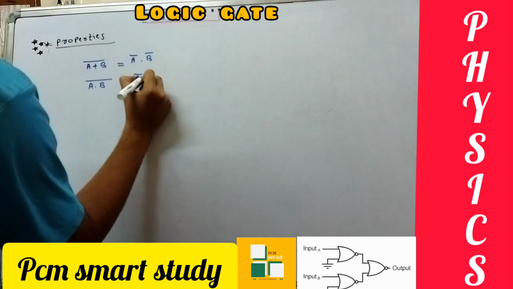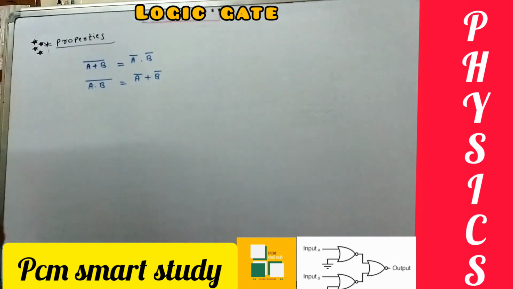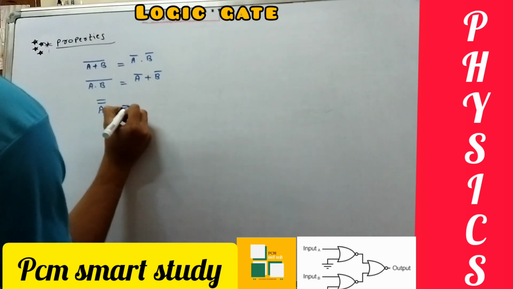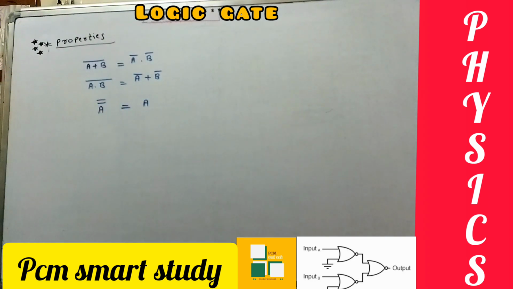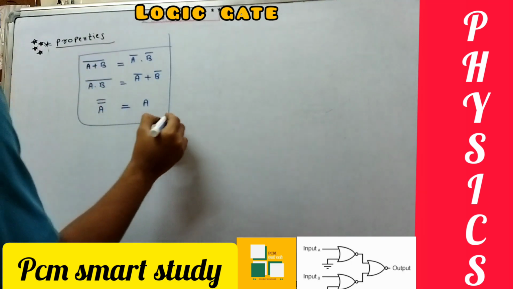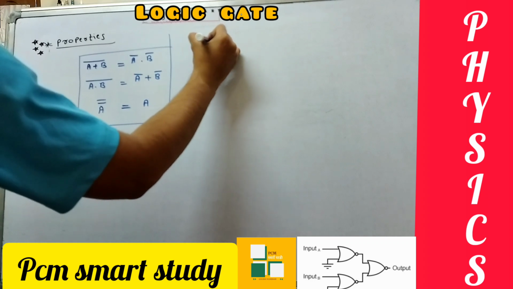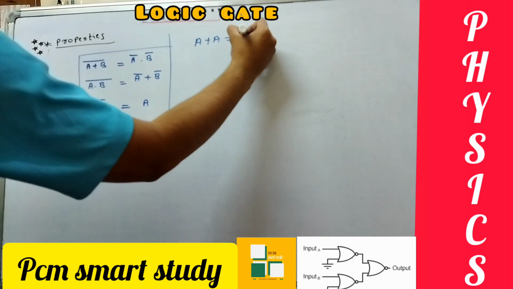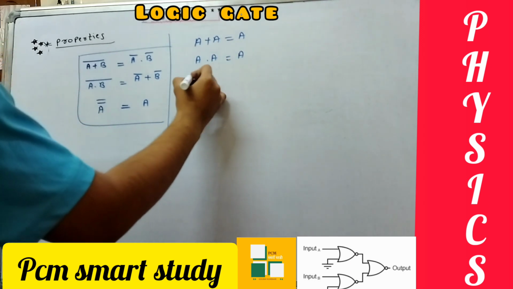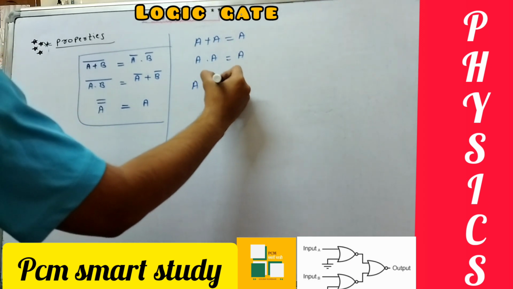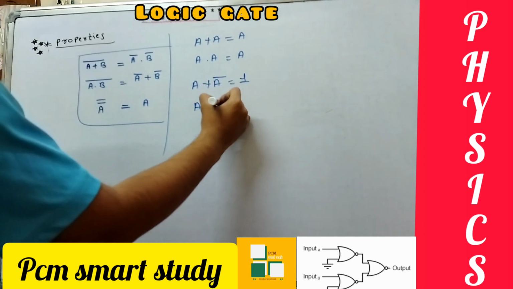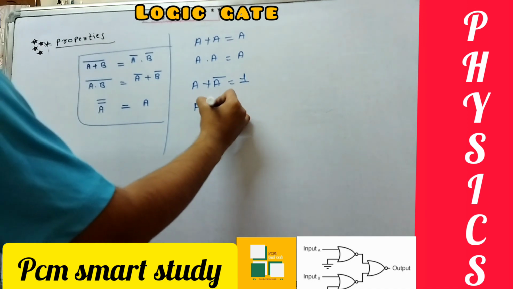Next is double negation of A is A. Also we can say negation of negation is the statement itself. A plus A is equal to A. A into A is always A. And A plus A bar equals 1. A into A bar equals 0. This is very important.